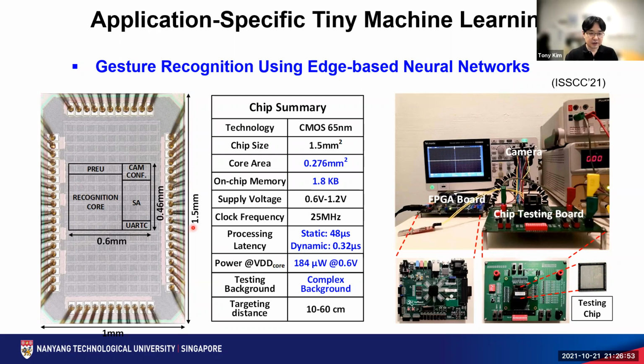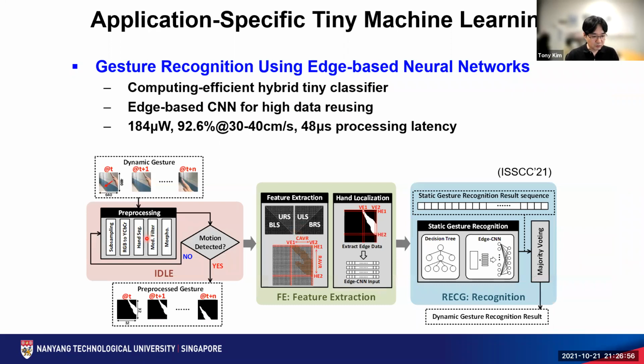And in this gesture recognition accelerator, we developed an edge-based neural network, which is much more compact compared to the traditional deep neural network. Again, we are using the edge information of an object that is considered as a gesture, and we are just processing this edge information through this compact edge-based neural network. By doing so, we can reduce the amount of data dramatically, and we can also achieve a very energy efficient artificial intelligence.